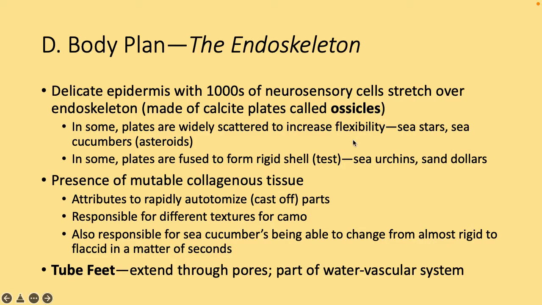The ossicles can be scattered widely, and if they are, then these organisms would be extremely flexible, like sea stars and sea cucumbers. But if they are fused, then there'll be a hard, rigid shell, like sea urchins and sand dollars. I'm sure you've seen a sand dollar. Yeah, okay. I think I have one in the back. I'll just grab it while you're typing.